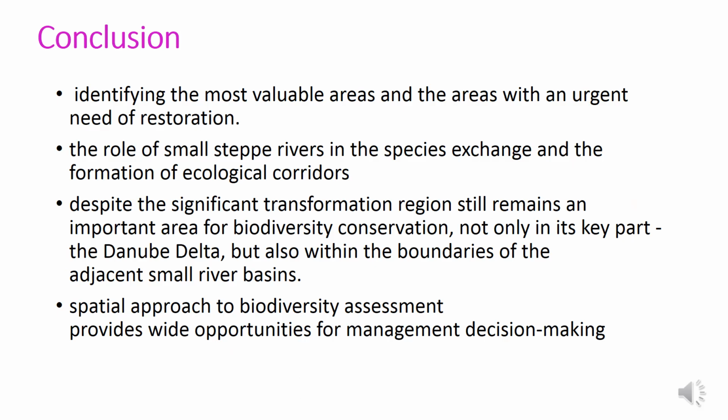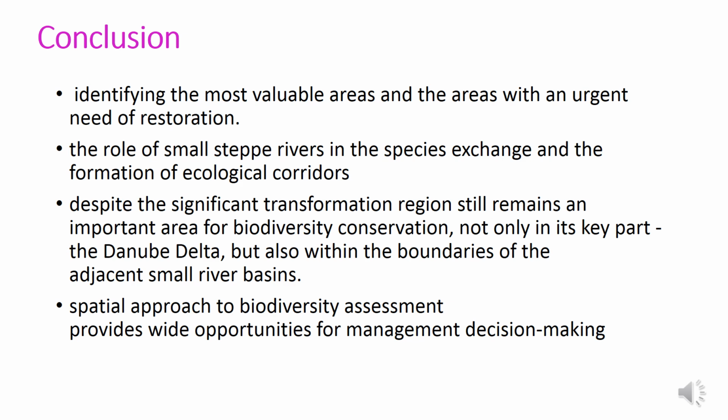Conclusion. A large-scale geospatial assessment of the Danube region biodiversity has allowed identifying the most valuable areas, naturally located in the Danube Delta and the lower part of the Danube lakes, and also the areas with an urgent need of restoration, which we discussed earlier. A holistic view of the region also showed the role of small steppe rivers in the species exchange and the formation of ecological corridors.